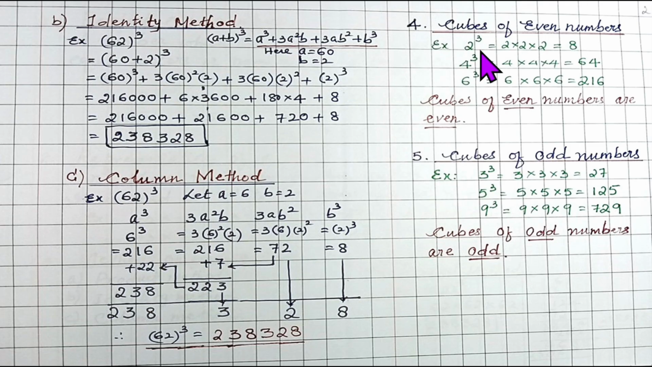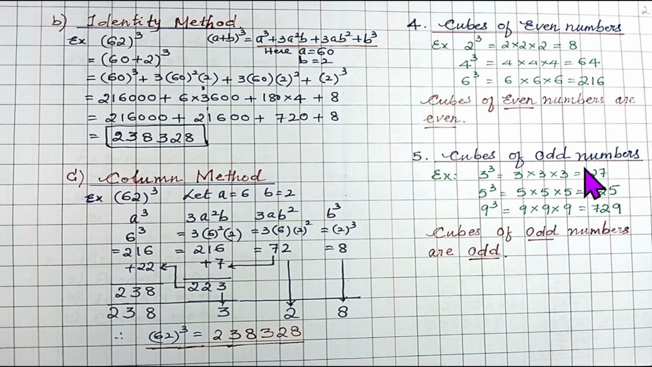Now cubes of even numbers, if you take 2 cube, it is 8, 2 is even, 8 is even. 4 cube is 64, 4 is even, 64 is even. 6 cube is 216, 6 is even, and 216 is also even. That means the conclusion is cubes of even numbers are even.